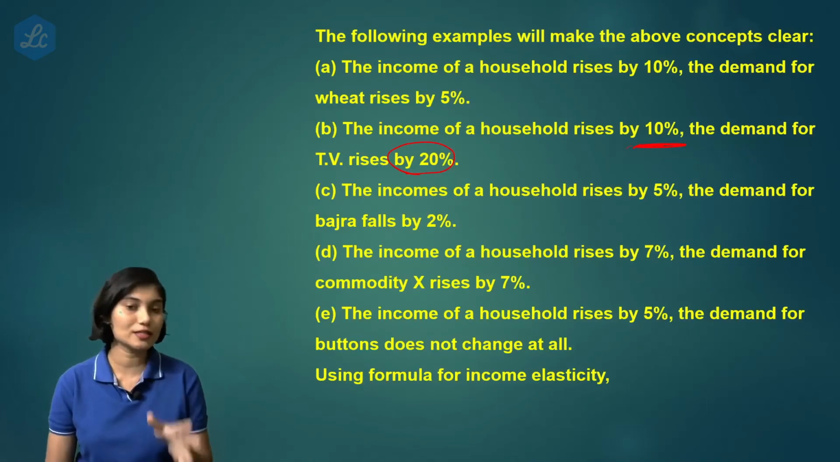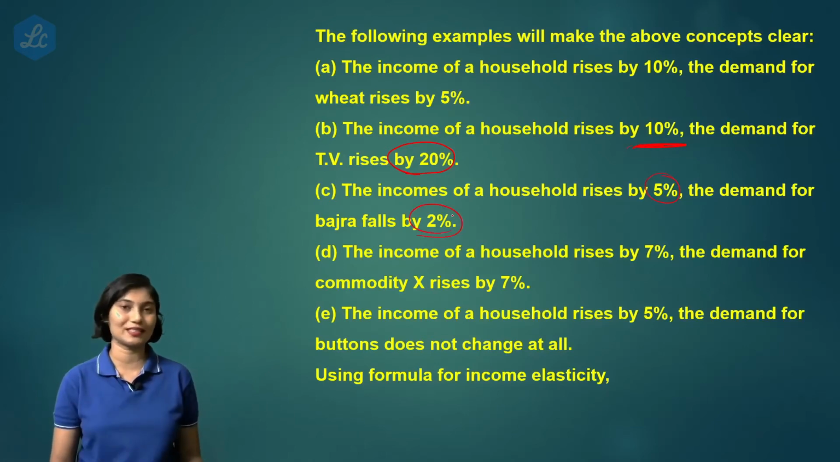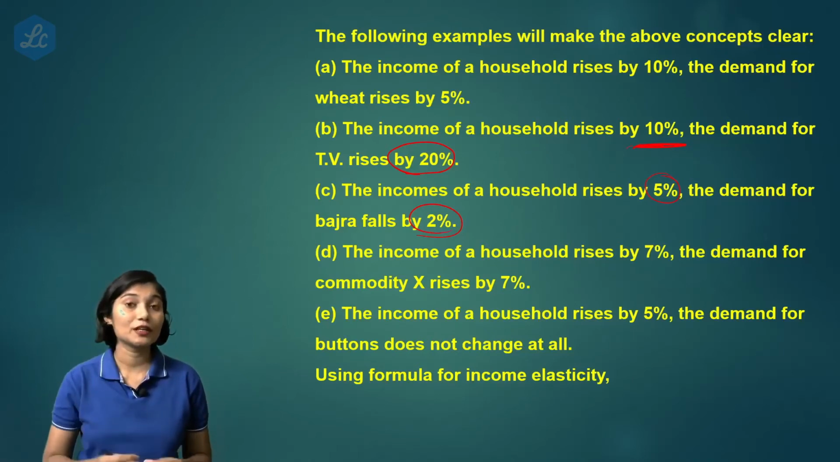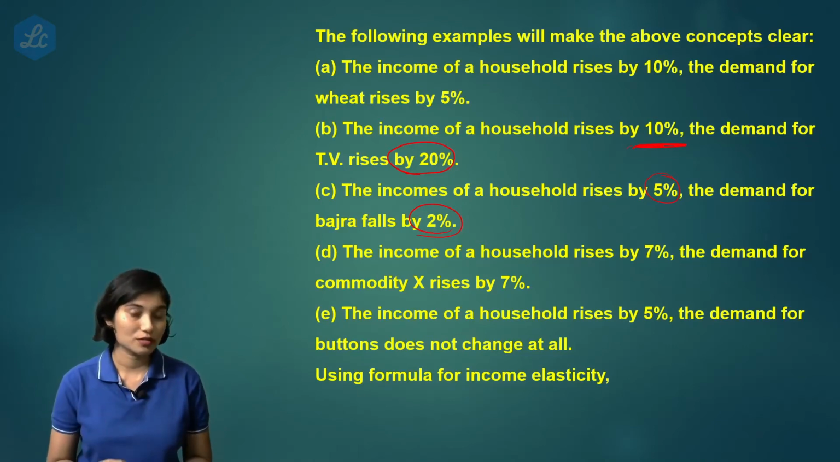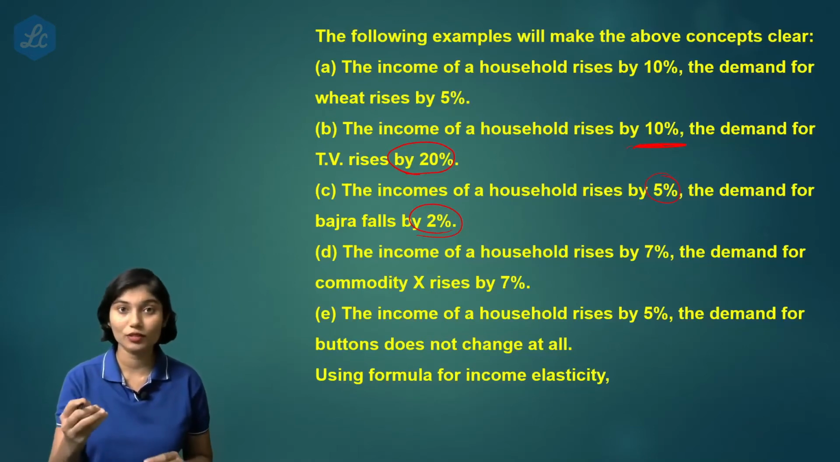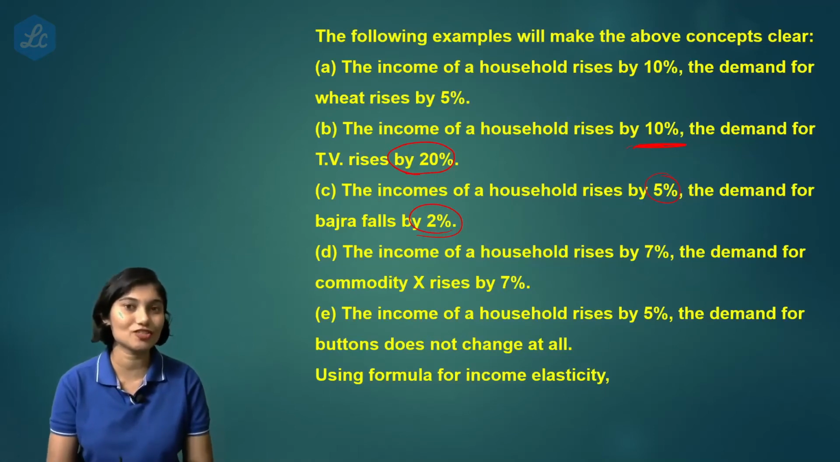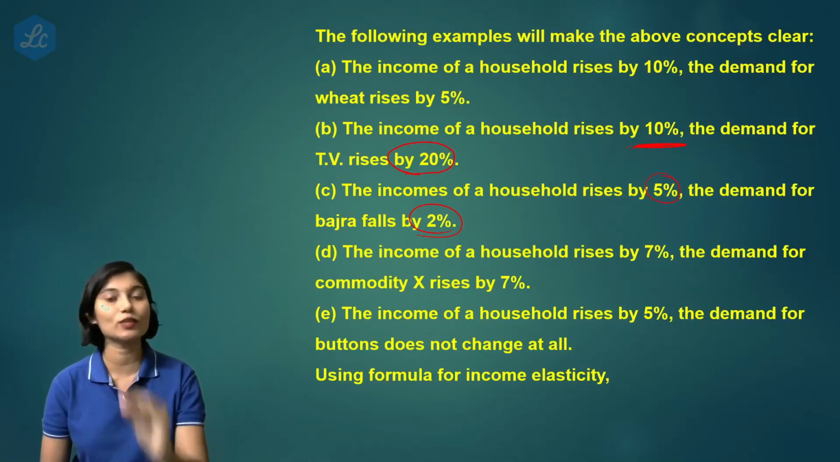Coming to the third scenario, income of the household has risen by 5% and the demand for bajra falls by 2%. Now if you have watched the previous lecture on the particular type of goods called, you can say, inferior goods or Giffen goods, for example. Do not know if you have heard this term before. If at all you are completely new to this chapter and this is your first lecture on this chapter, then you may not know what inferior goods are. So for your sake, I will just quickly explain what inferior goods are.